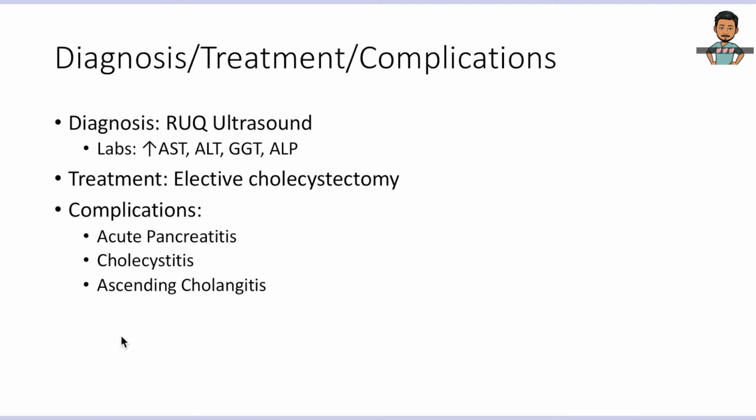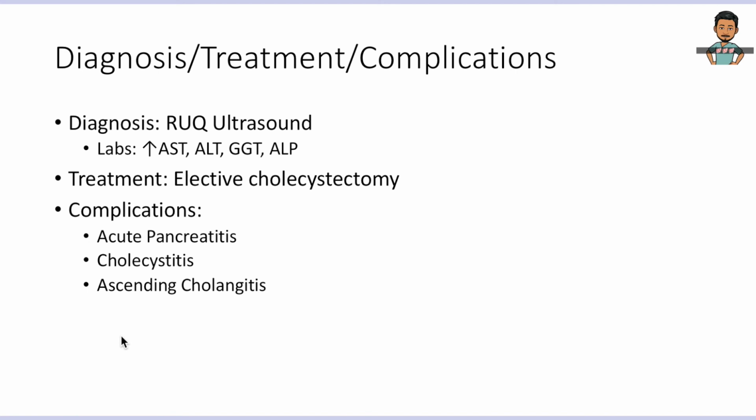So diagnosis, treatment, and complications. The diagnosis is made by a right upper quadrant ultrasound. Even though this is step 1, you should know, because this is very basic, that when you have right upper quadrant pain, you should do an ultrasound to look for gallstones. Some labs can also aid you if the gallstone is stuck in the common bile duct for a long enough time. It can cause the elevation of liver enzymes like AST and ALT, and of course GGT and ALP, which are found in the ducts.